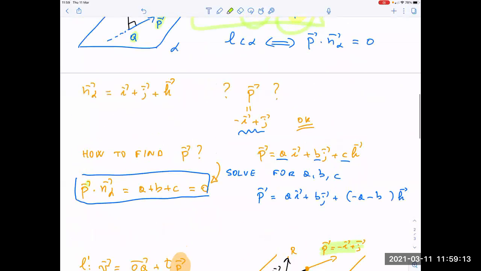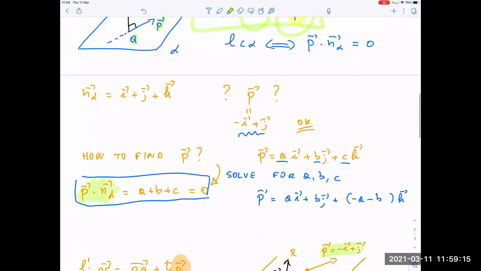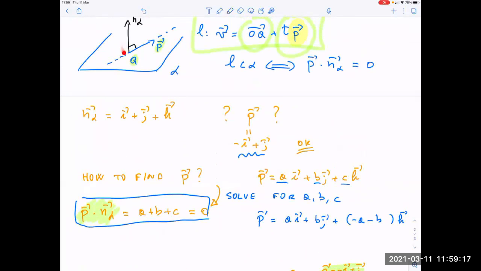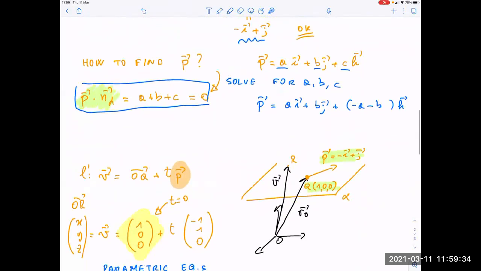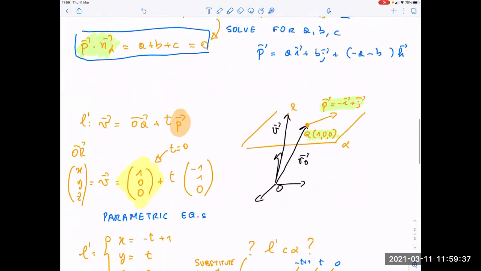How is P produced? By the condition that P forms a 90-degree angle with the normal vector. That's the only condition we have, okay? And once you have that, you just substitute in the equation we studied last lecture, or say this week, okay? Good, that's fine. I hope it is clear.